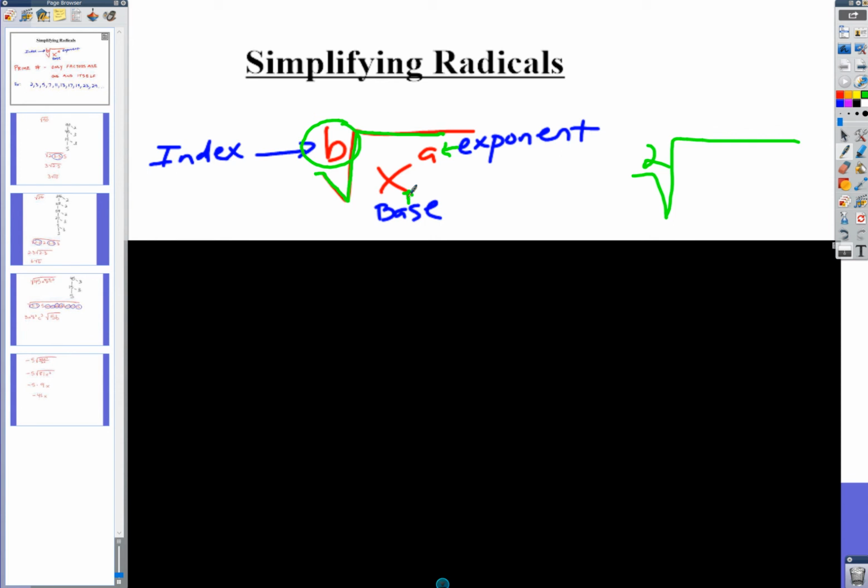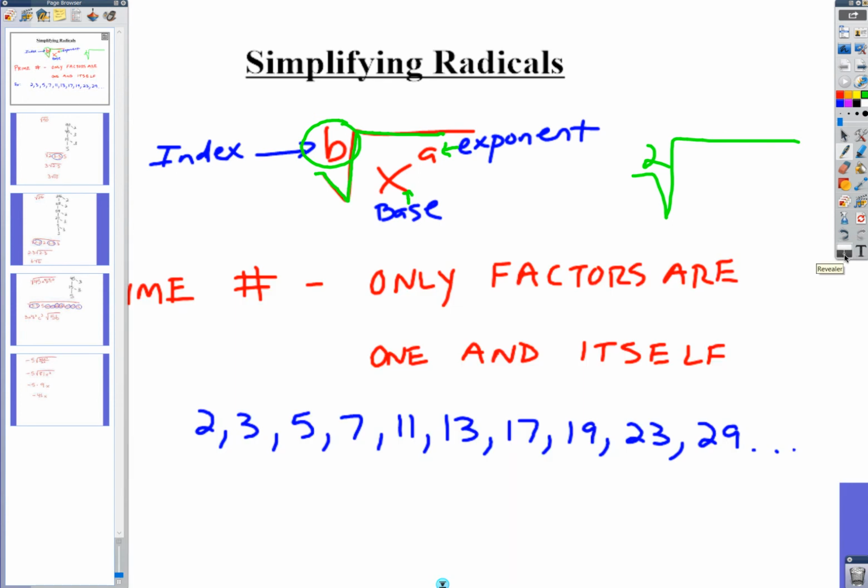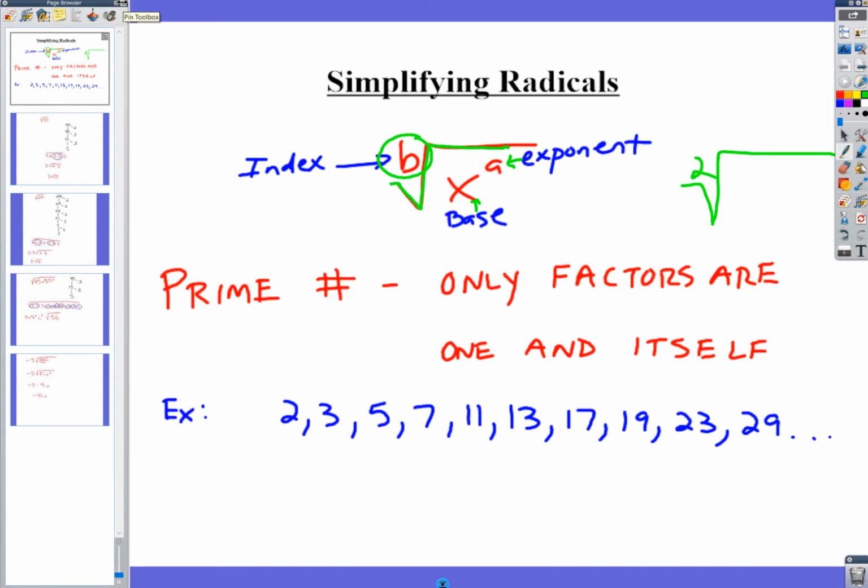But with radicals, what you need to know are your prime numbers. That's the last part of the slide. There are an infinite amount of prime numbers. These are just some of them. What is a prime number? Only factors are. It's a number that can only be divided by 1 and itself.